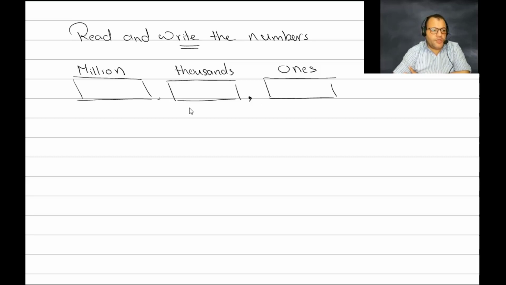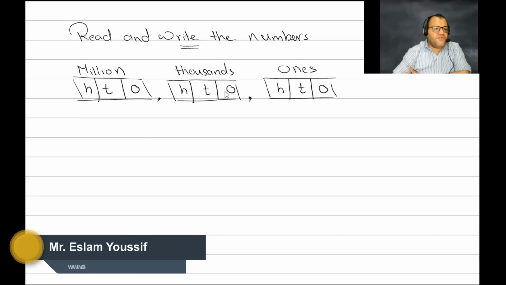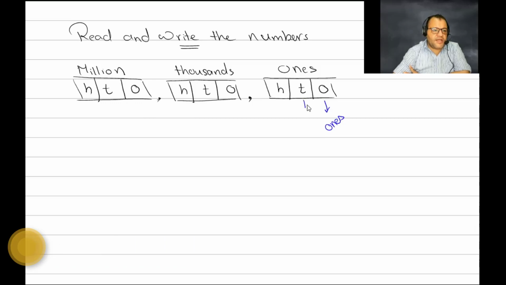Between any two periods, put a comma. Each period is formed from 3 digits: 1, 2, 3. The first digit is ones, the second is tens, the third is hundreds. Again, we have ones, tens, hundreds. So the place value of the first digit is the ones place, the second is the tens place, and the third is the hundreds place.